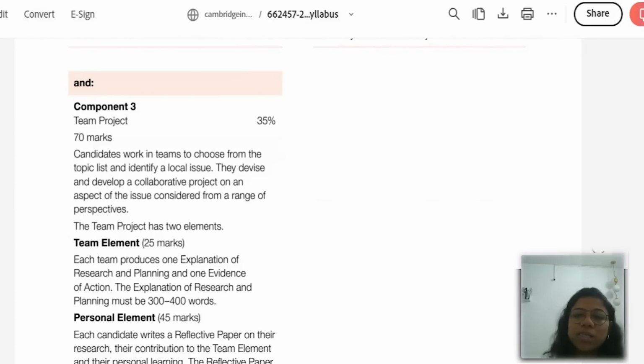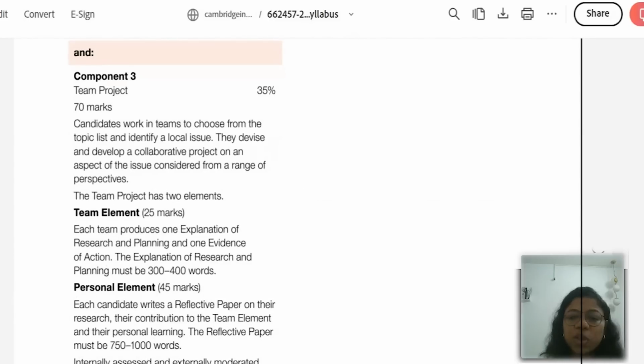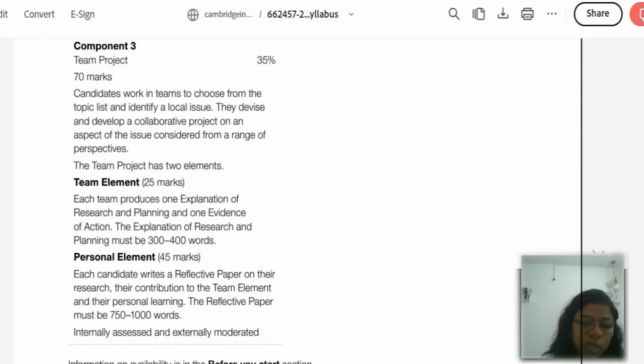Perfect. Moving on to the next component, which is component 3, your team project. Team project is for 35%. One of the best things about a team project is it has 2 elements. As you can see, it is a 70 marks component, and 25 marks is for the team element, which is a common report between all the team members, and the personal element is your personal report. It is your own reflective paper on the research conducted by the team, and it is 750 to 1000 words, and the team element is 300 to 400 words.